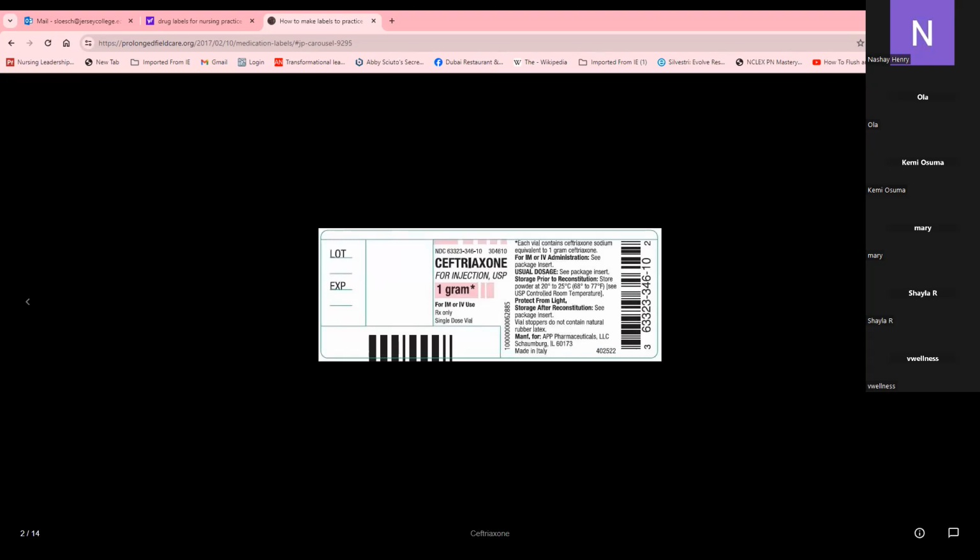Rosefin. Okay, this is ceftriaxone. Rocephin is the trade name for it, but it's not on here. Now, what's the strength of this? 1 gram. Right. And what is the form? Injection.